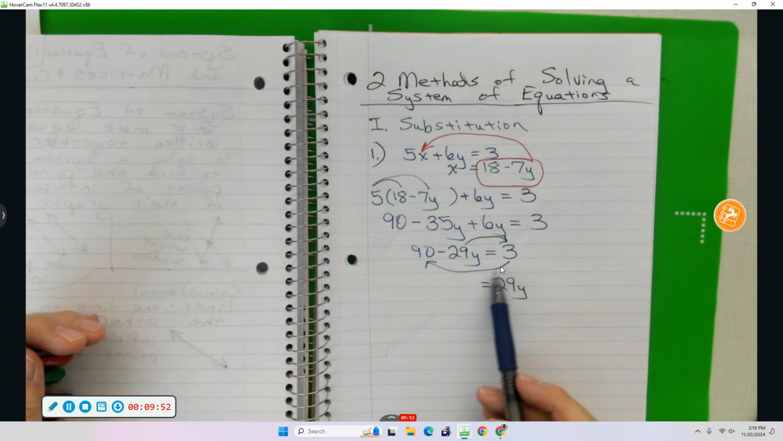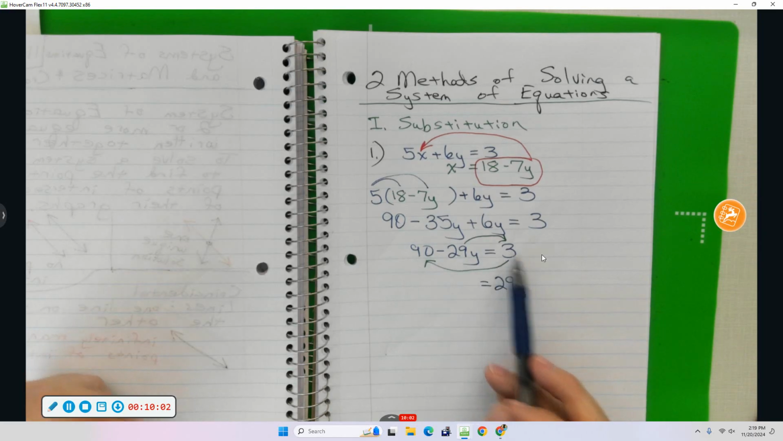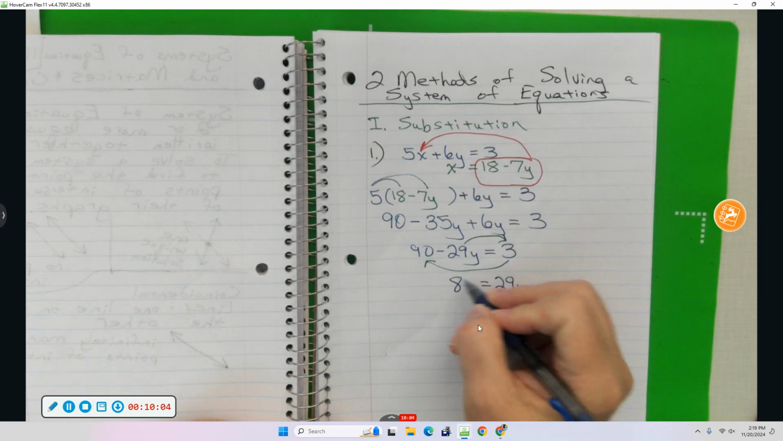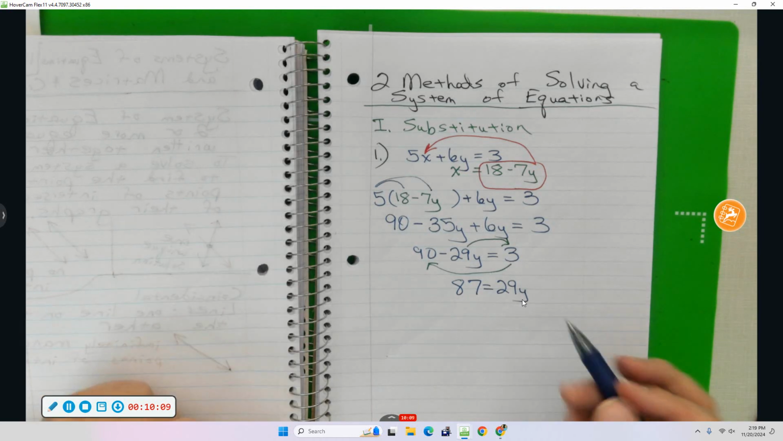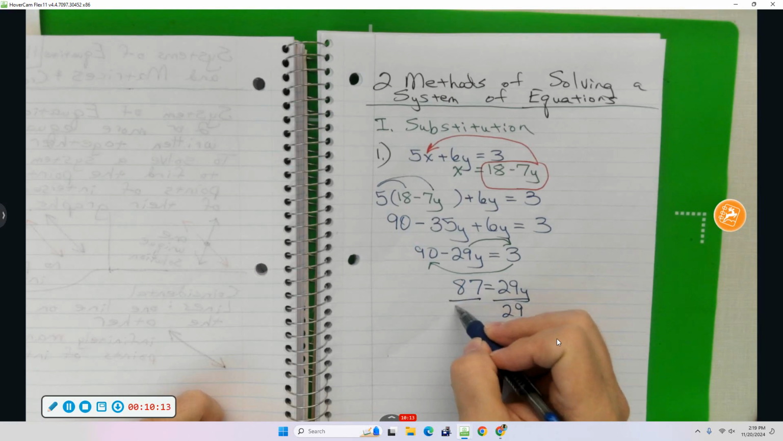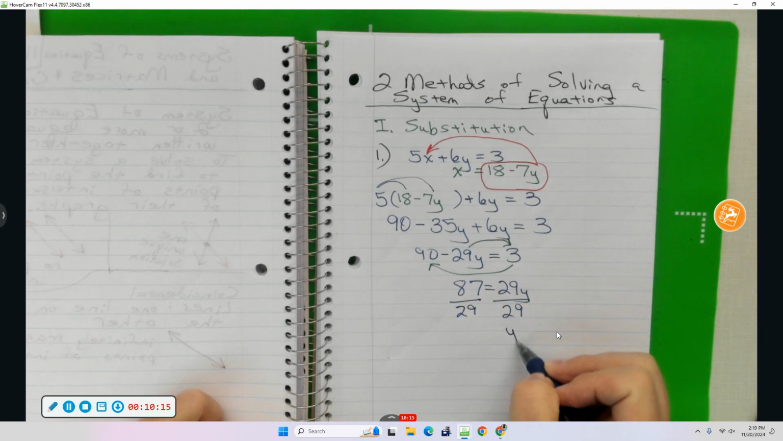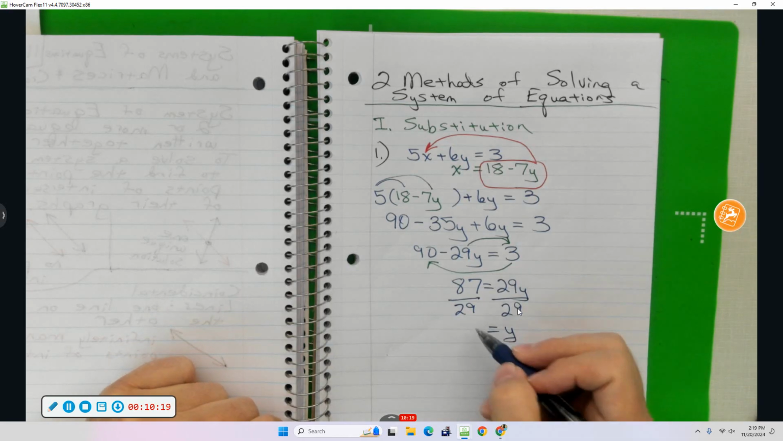When that 3 comes over, it's no longer a plus 3. It is a minus 3. 90 minus 3 gives me an 87. And now we need to solve for y. We can divide both sides by 29. That gives us y equals, let's see, 87 divided by 29, is that 3?